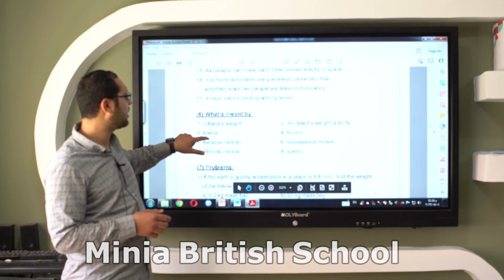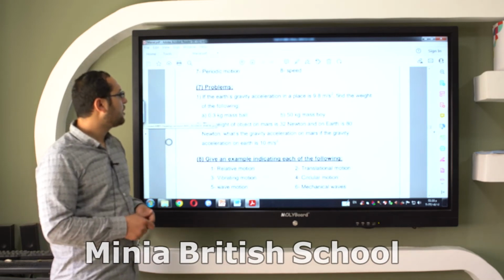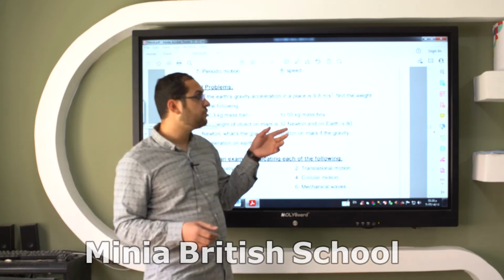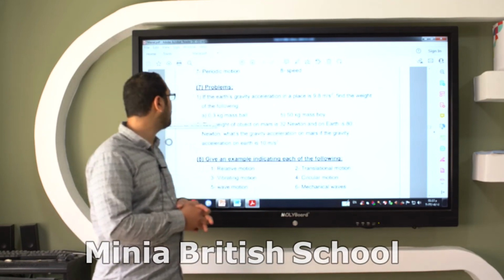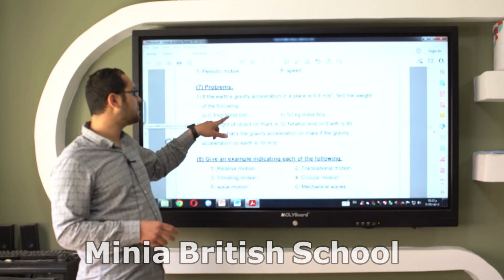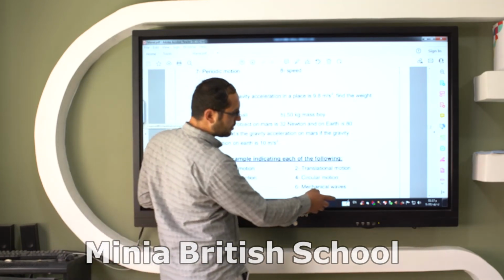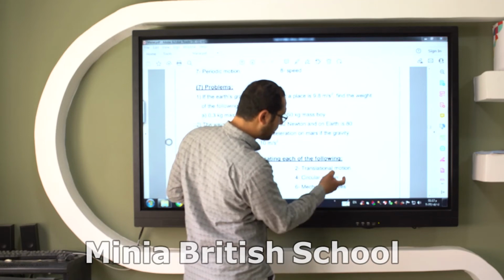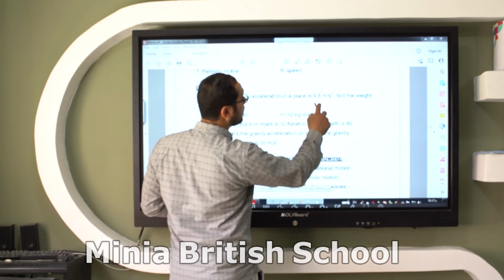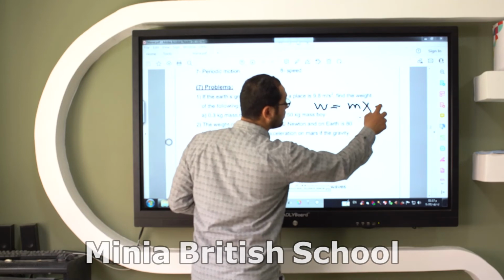Okay, let's move on to the problems. If the Earth's gravity acceleration in the place is 9.8 meter per second squared, find the weight of the following. Number 1, a ball of 0.3 kilogram mass, and another one, a boy of 50 kilogram mass. Okay, number 1, we must write the rule: the weight equals mass times gravity.